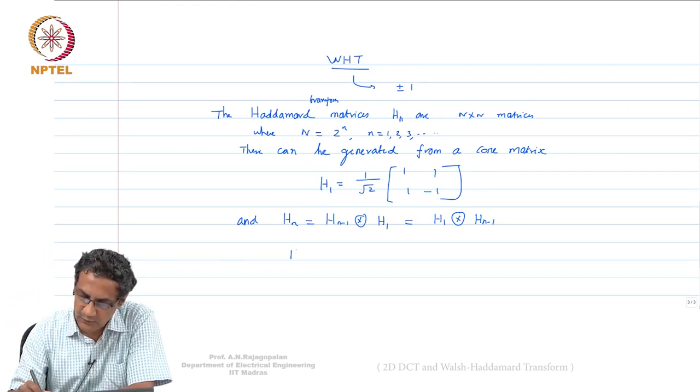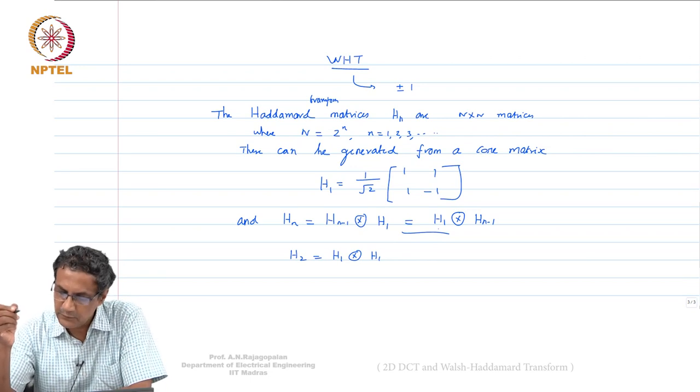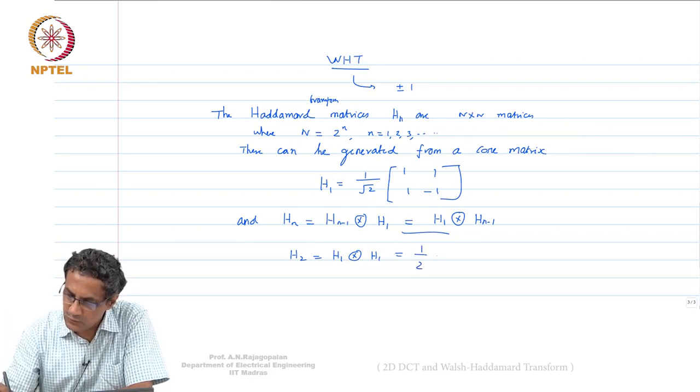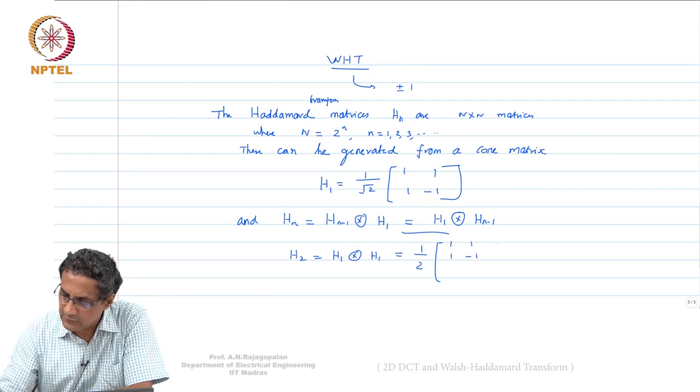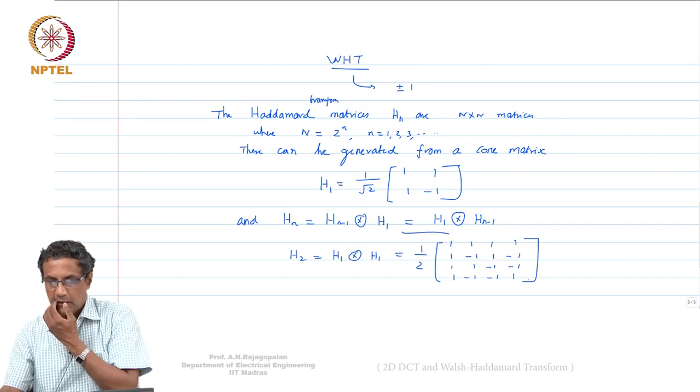For example, H2 is what? H1 Kronecker with H1, right? And therefore we can write H1 Kronecker H1 as 1 by 2 times the matrix with rows [1, 1, 1, 1], [1, minus 1, 1, minus 1], [1, 1, minus 1, minus 1], [1, minus 1, minus 1, 1]. Correct?